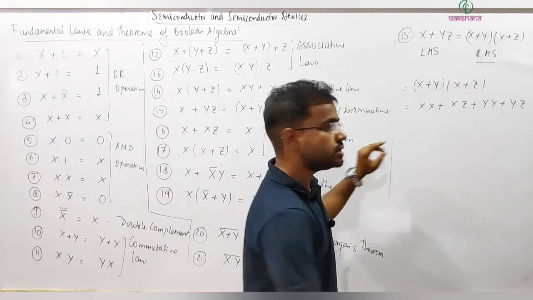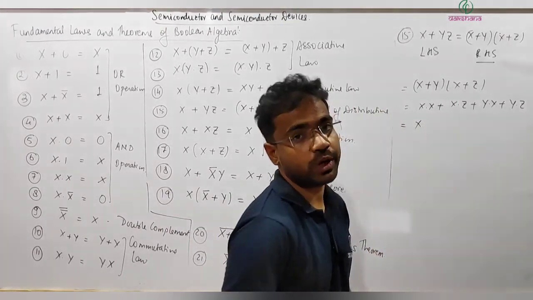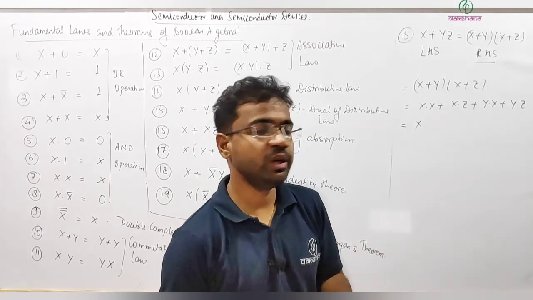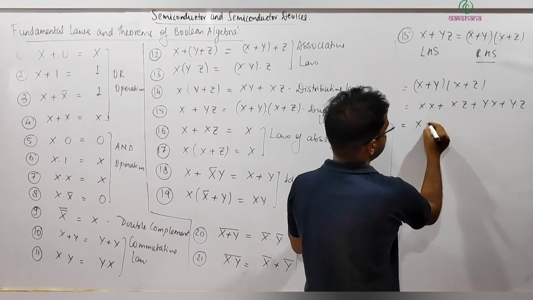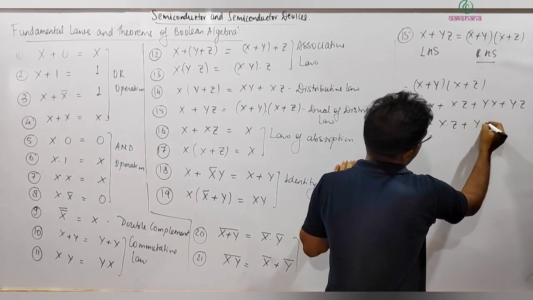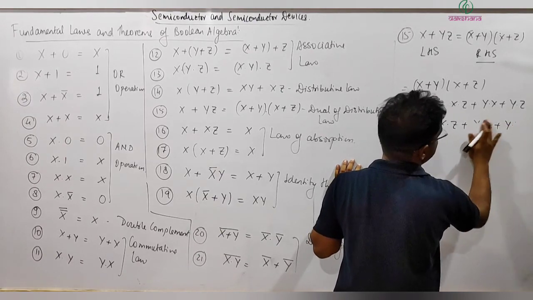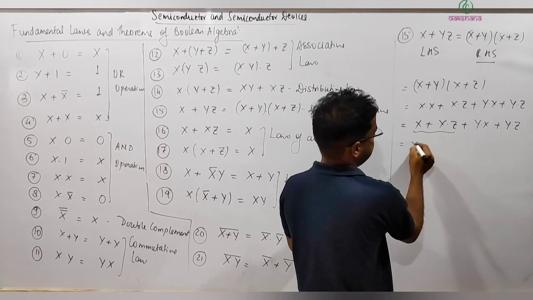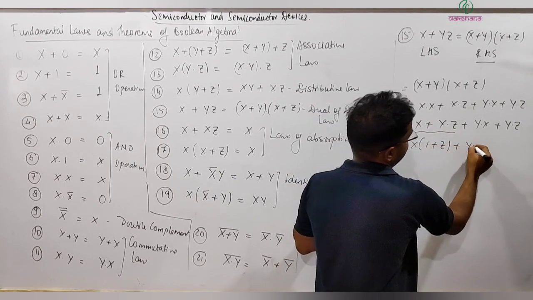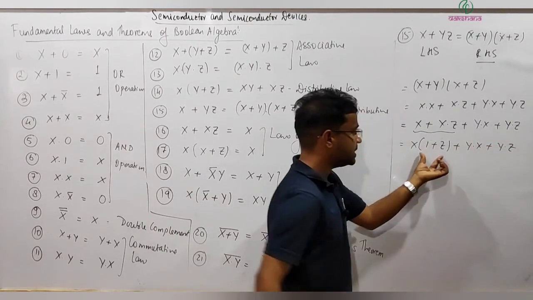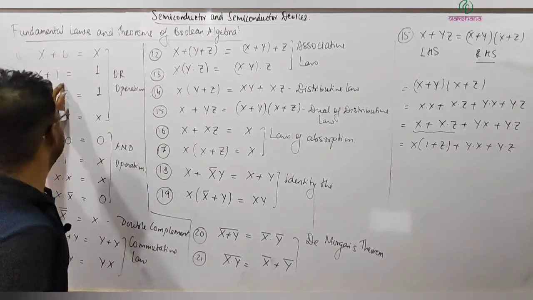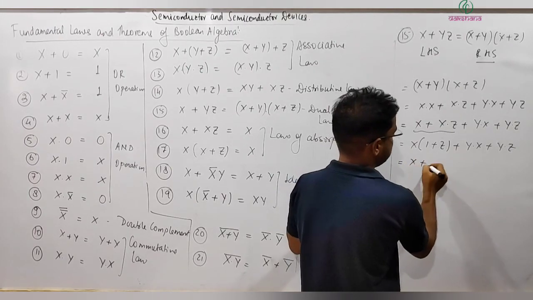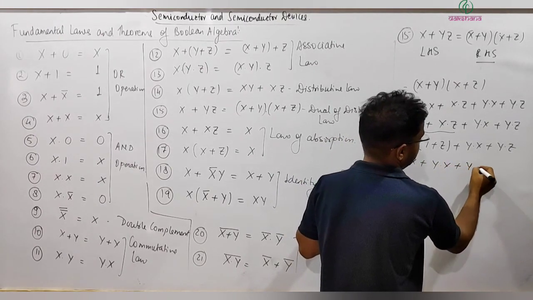Now x and x will be equal to simply x, because 1 and 1 is 1, and 0 and 0 is 0. So x and x is equal to x, then plus x and z, plus y and x, and then y and z. Now if I take x common from here, it will be x times (1 plus z), and y and x, plus y and z. So what is 1 plus z? By this property, 1 plus z will be 1. So it is x plus y and x plus y and z.